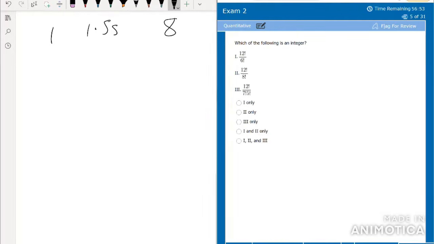Which of the following is an integer? Well, I is an integer because it's literally just, I'm not even going to explain it. I is an integer, II is an integer, and III is also an integer just because that's 12 choose 5. So it's also an integer, so all of them are.